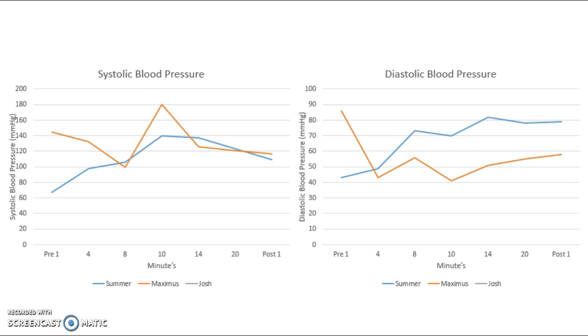very different. I know from the normative data for systolic blood pressure that it gradually increases over time but not drastically, and doesn't decrease at any moment in time. As we can see here, this isn't the case for either Summer or Max. Summer's was similar, as it gradually increased until 14 minutes, where it starts to slowly decrease.